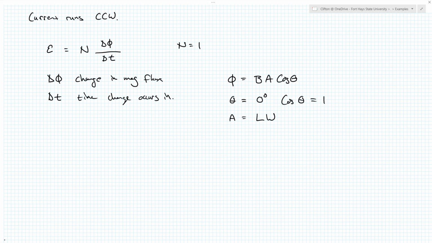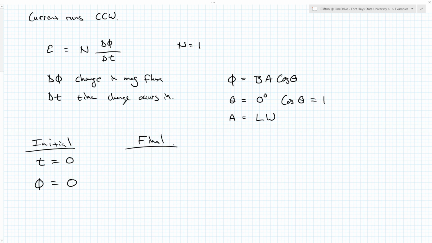So to determine the change in flux, I'm going to write down what the flux is at some initial time, right before the loop goes into the magnetic field. Let's set the stopwatch to equal 0 at that time. So at time t equals 0, the loop is not in the magnetic field, so the flux is going to be 0. Now I want to look at the flux right after the entire loop has gone into the field. If I draw a picture, this is right before the loop goes into the field, and this is after. So now the loop is entirely in the field.